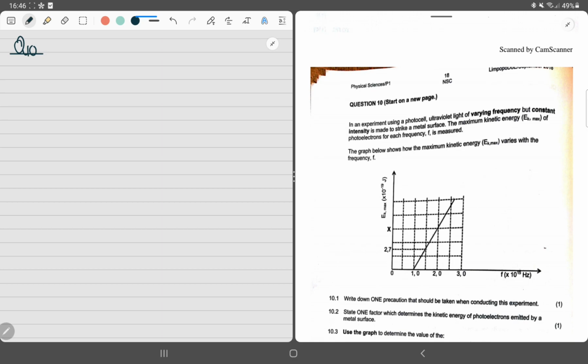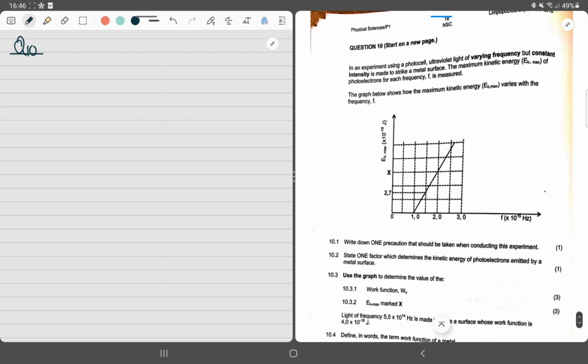In an experiment using a photocell, ultraviolet light of varying frequency but constant intensity is made to strike a metal surface. The maximum kinetic energy of photoelectrons for each frequency f is measured. The graph below shows how the maximum kinetic energy varies with the frequency. Write down one precaution that should be taken when conducting this experiment.